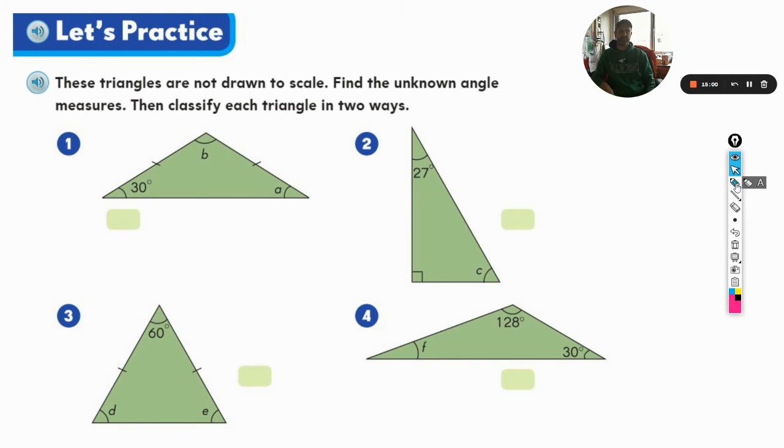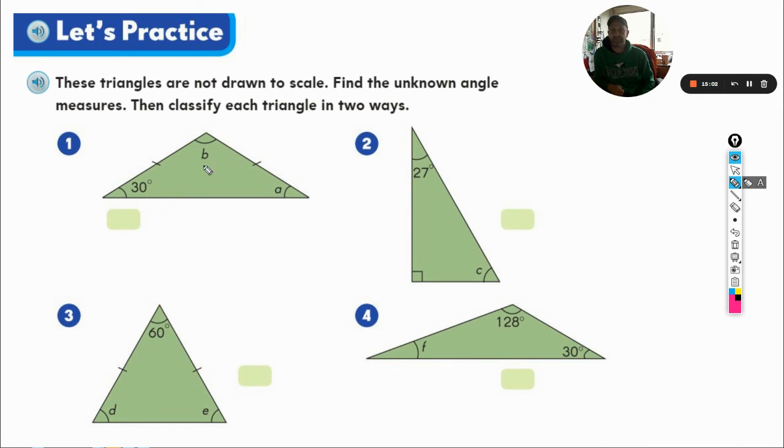Okay, triangles are not drawn to scale. Find the unknown angles and classify each one in two ways. So that side and that side are equal. That angle and this angle are equal. This one here is going to be 120. It is obtuse and it is isosceles. Okay, this one here is 27, so this must be 63. It's going to be a right, and it's going to be a scalene triangle.